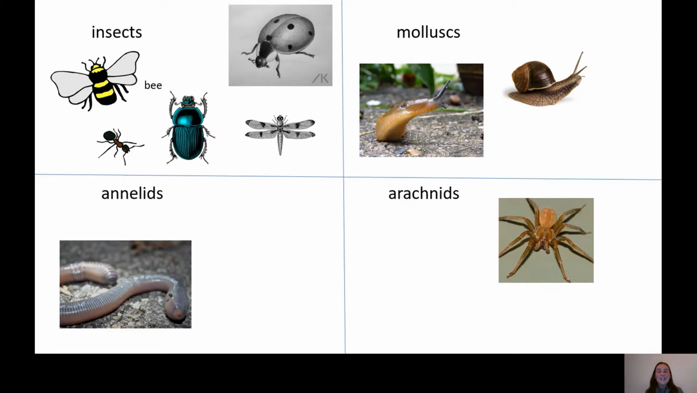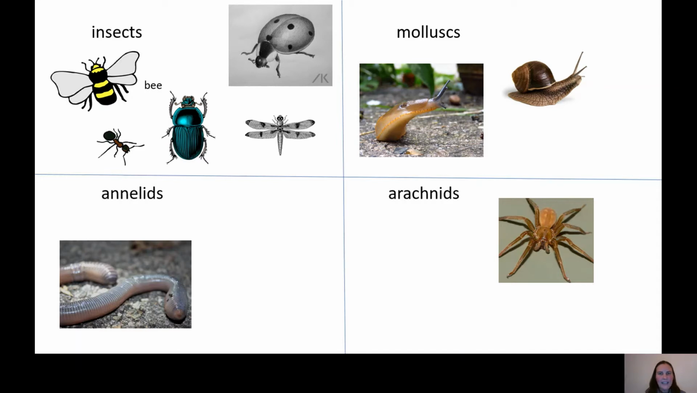And finally, we've got our arachnids. I'm going to give you 20 seconds again to have a quick think. Excellent, Year 2. So our arachnids have 8 legs and they have 2 body parts.